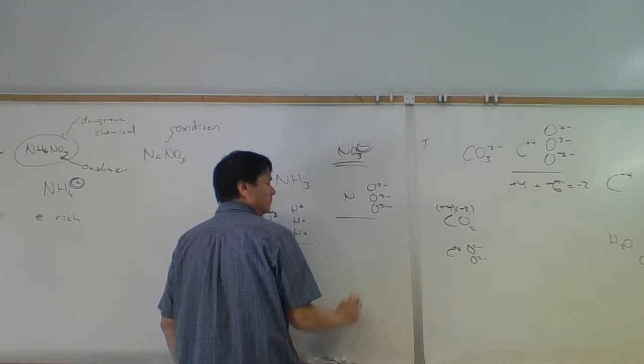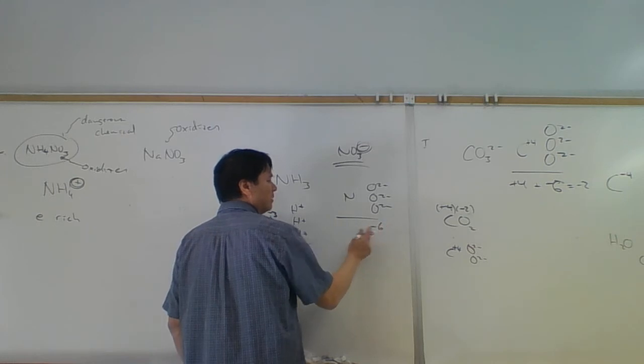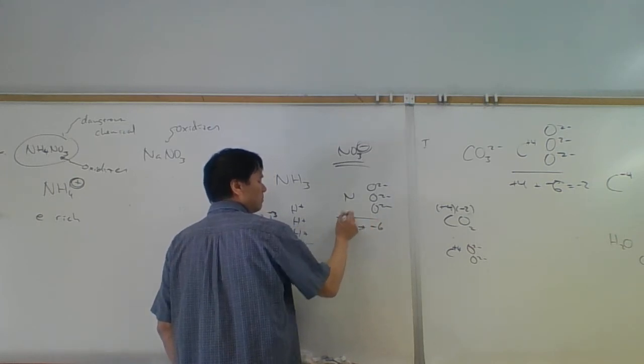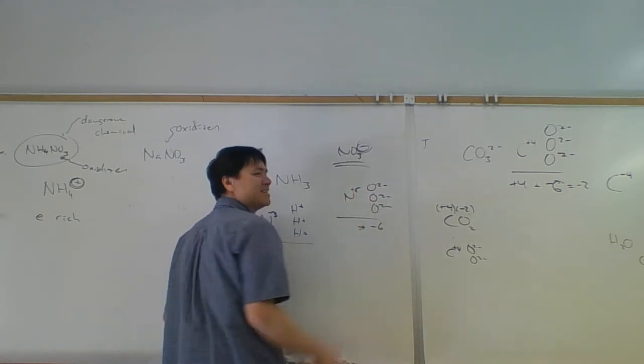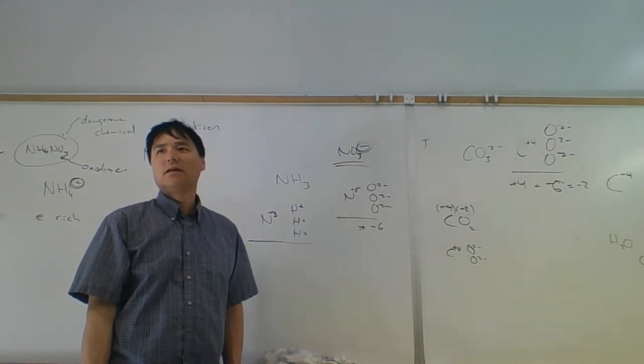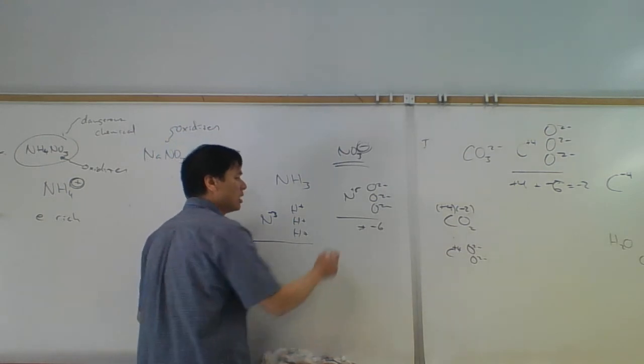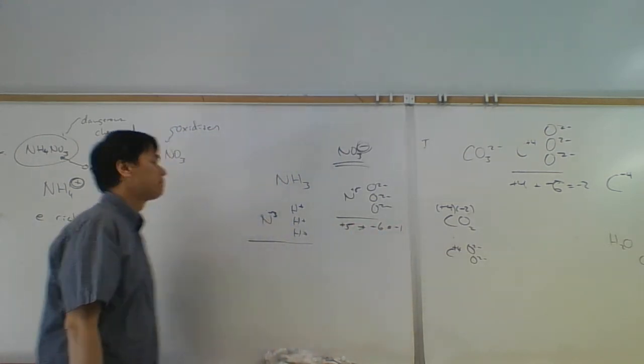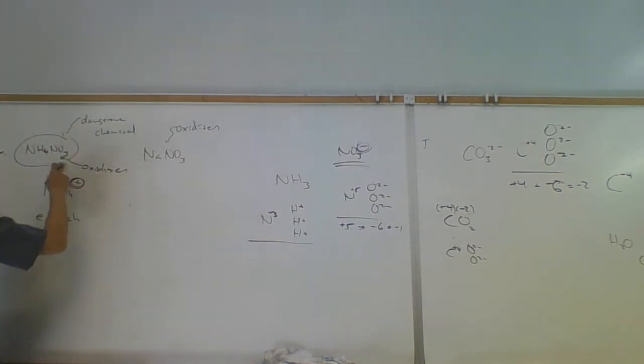Nitrogen must be, well, nitrogen must be what charge? +5. Is it happy? No, not really. Nitrogen at +5, we call it electron poor. And so here we have our oxidizer. The oxidizer is electron poor.